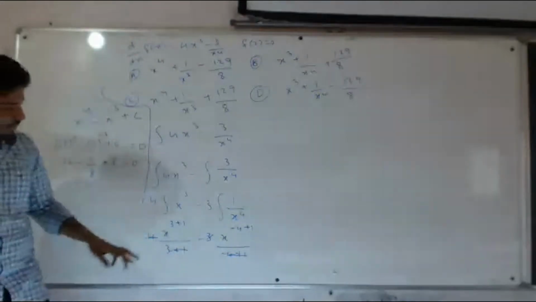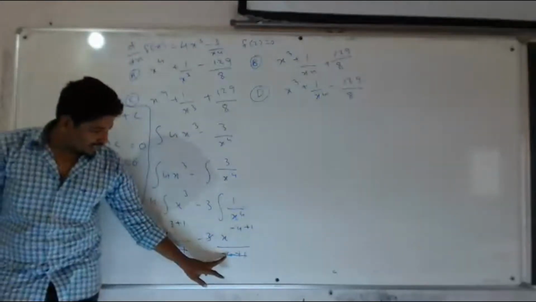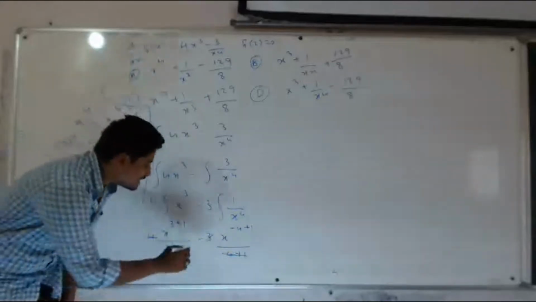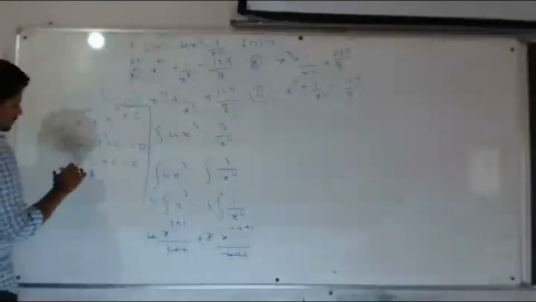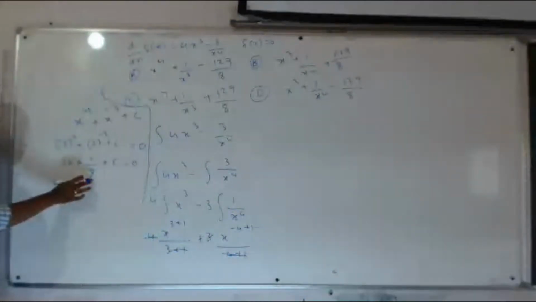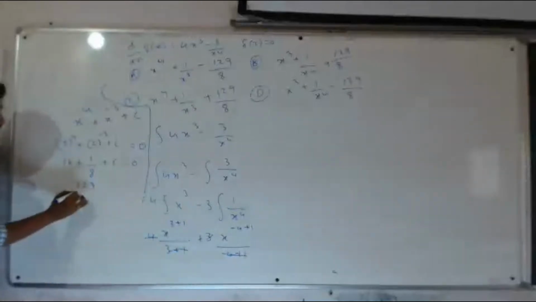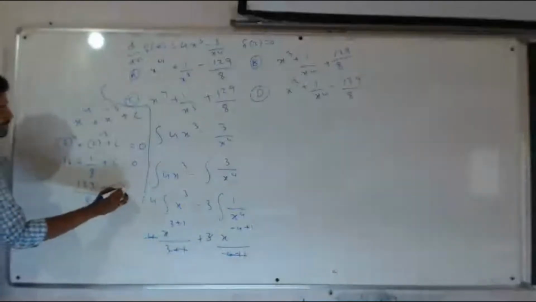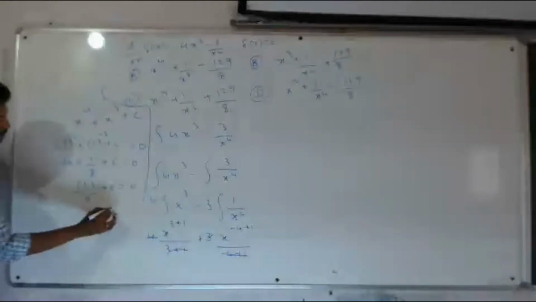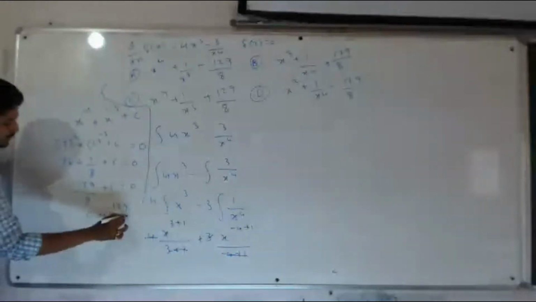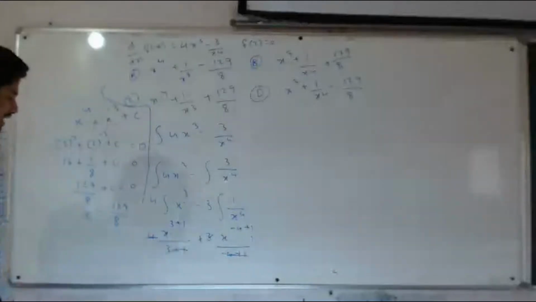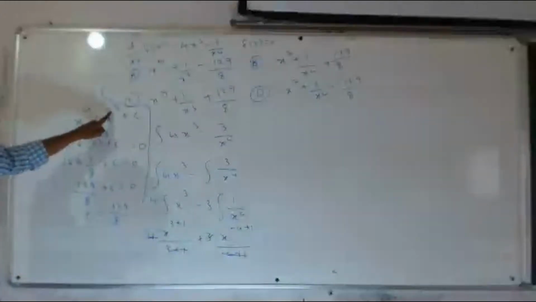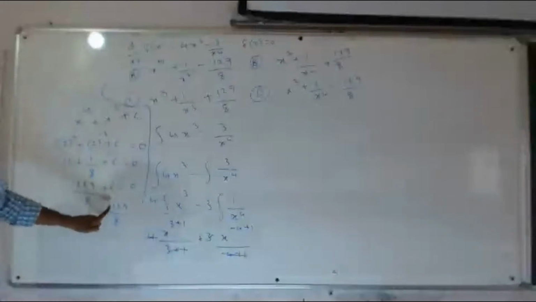See here, it is 3. Here minus 4 plus 1 is minus 3. Minus minus will become plus. See here, 16 into 8 is 128. 128 plus 1 is 129 by 8, plus c equals 0. c equals minus 129 by 8. What was the answer here? The answer is x power 4 plus x power minus 3 plus minus 129 by 8.